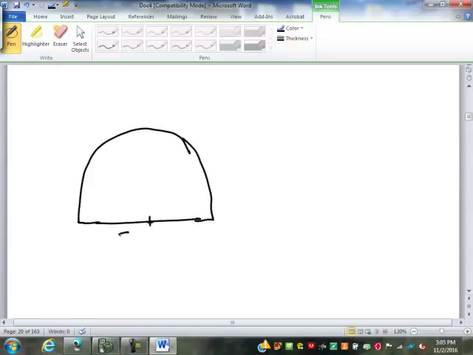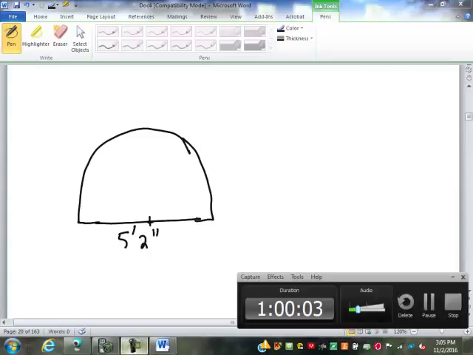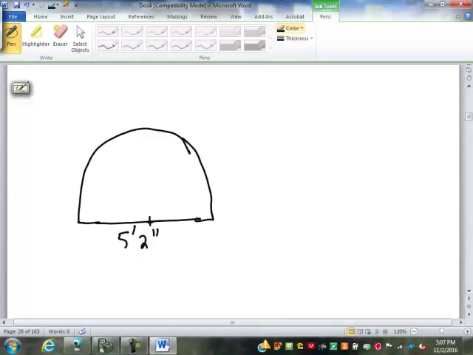Half circle, 5 foot 2 inch diameter. Calculate the distance around that in feet, inches, and eighths. So your first step would be to convert the 5 foot 2 into whole inches, or just into inches. 5 times 12 is 60, plus the 2 is 62 inches.